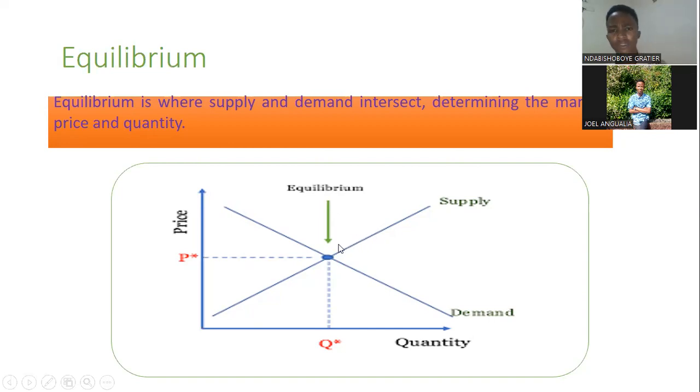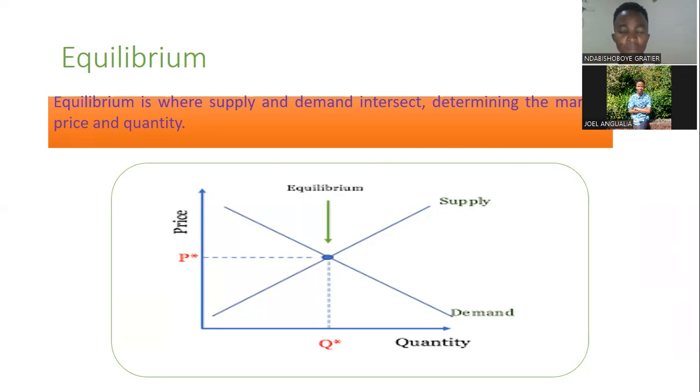As the price increases, the quantity demanded is low. And again, as the price reduces, the quantity demanded is high. And on the side of supply, as the price increases, the quantity supplied increases. And as the price lowers, the quantity supplied lowers.